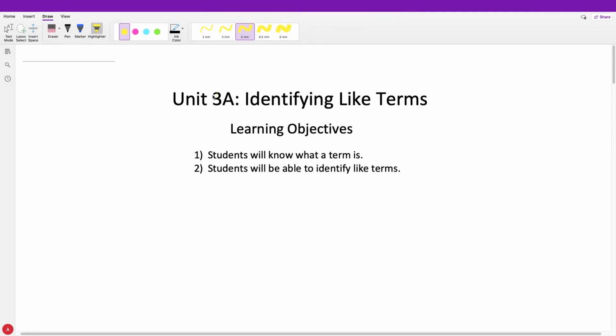So we're now moving on to our next unit, Unit 3, and we're going on to the first part of this unit, Unit 3A. All this video is meant for you to do is to be able to identify like terms. So we're just identifying like terms in this video.